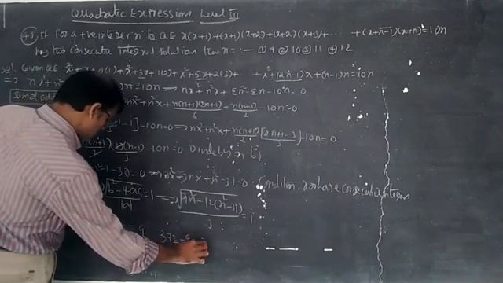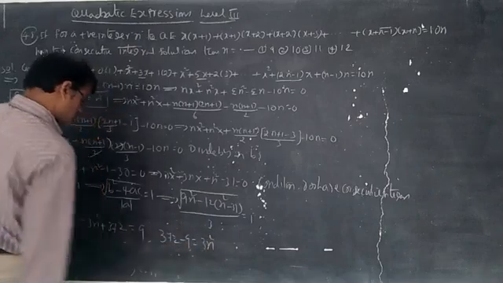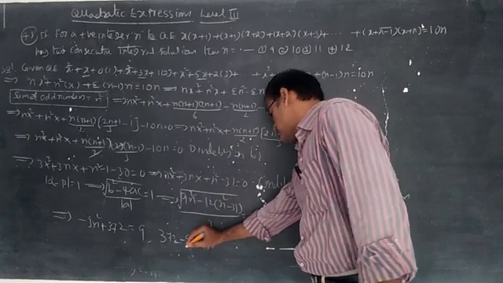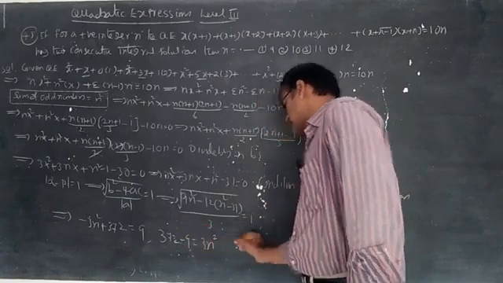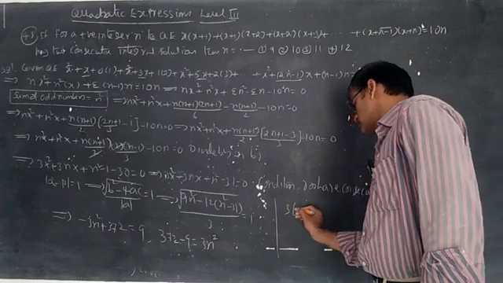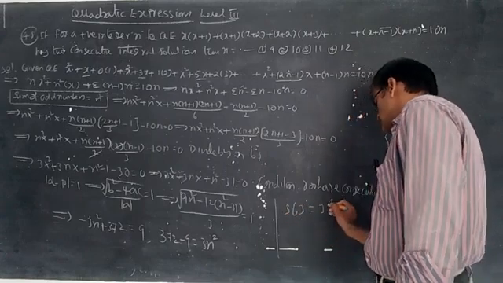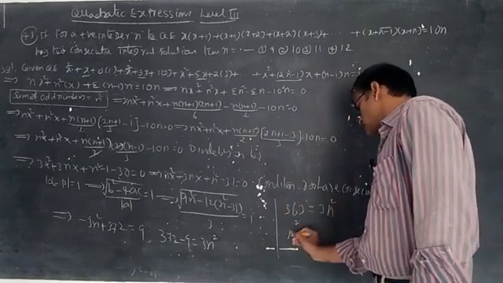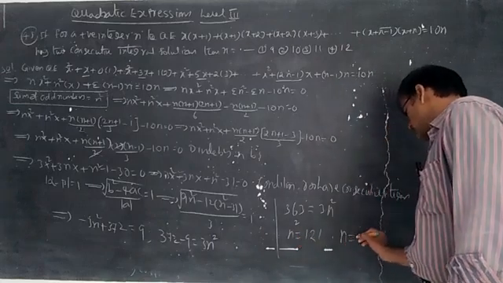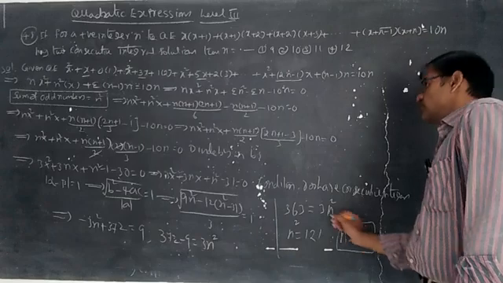372 minus 9 is equal to 3n square. So 372 minus 9 becomes 363. 363 is equal to 3n square. So n square is equal to 121. The positive integer n is equal to 11.